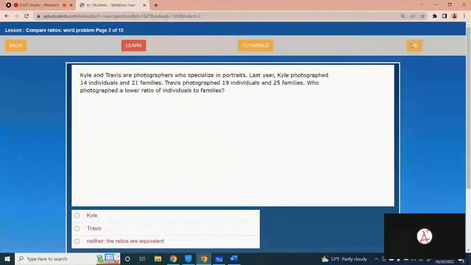Kelly and Travis are photographers who specialize in portraits. Last year, Kelly photographed 14 individuals and 21 families, and Travis photographed 19 individuals and 25 families. Who photographed a lower ratio of individuals to families? So you have 14 to 21 and 19 to 25.